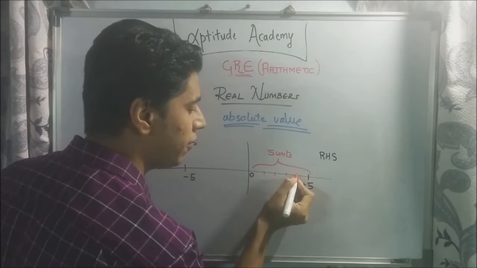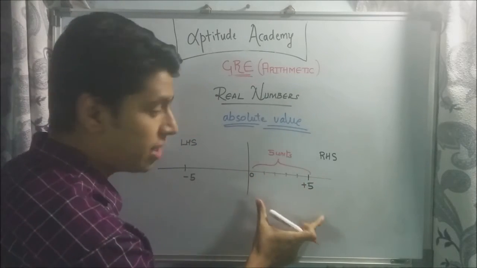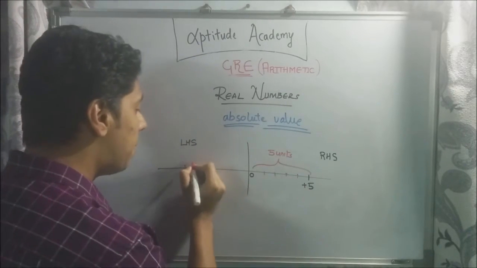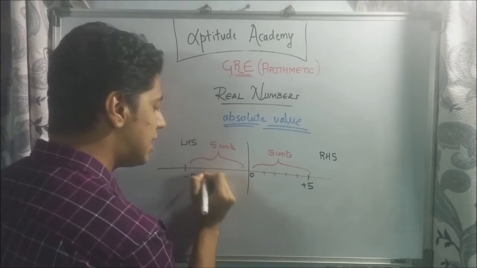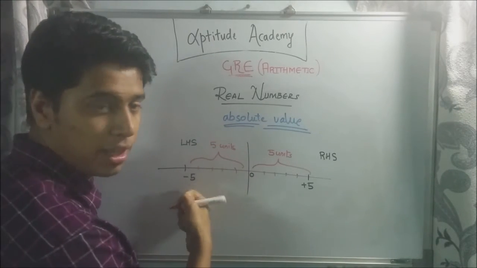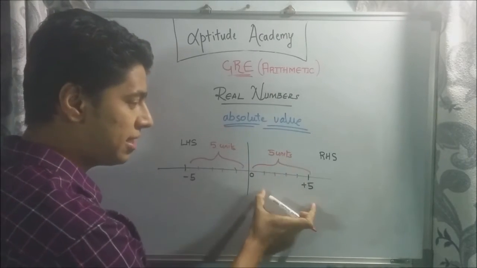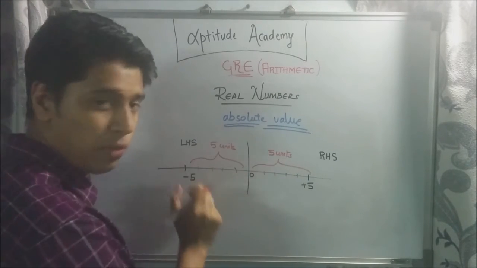Right? If you have 1, 2, 3, 4, this is exactly 5 units on the right hand side. But this too is 5 units. The only difference is that it is on the left hand side. So the absolute value is 5 units for this, and the absolute value for this is also 5 units.